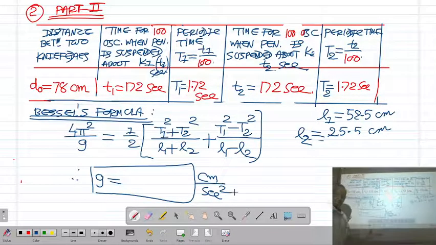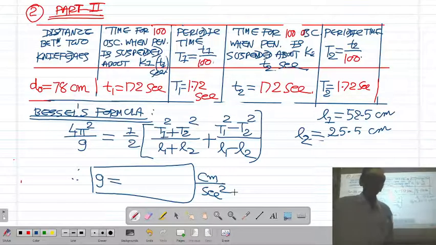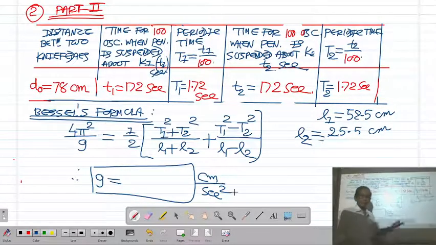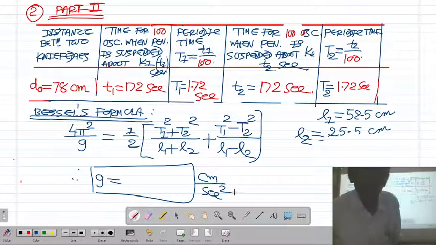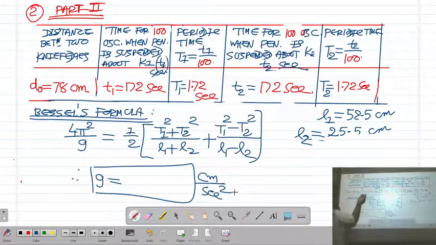This is your second assignment. In the first part, I have given you to plot a graph of periodic time T1 and T2 against the distance between two knife edges. In the second part, using Bessel's formula, you have to calculate the value of g. And last part.